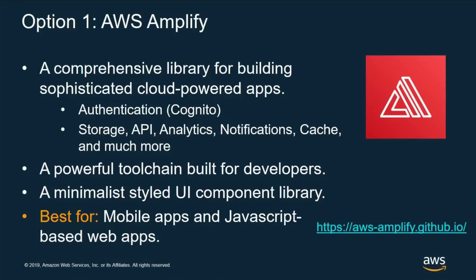Because Amplify essentially these days is the unified AWS SDK of choice for building applications that fall into those patterns. It has three main components to it. One is that it's, as mentioned, a comprehensive library for building cloud-powered apps. One of those modules within that library is authentication, and that's obviously powered by Cognito. But it has lots of other really helpful modules as well for storage or accessing your APIs or analytics and so on and so forth.